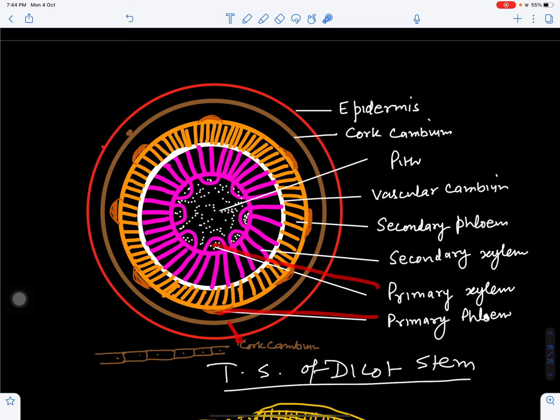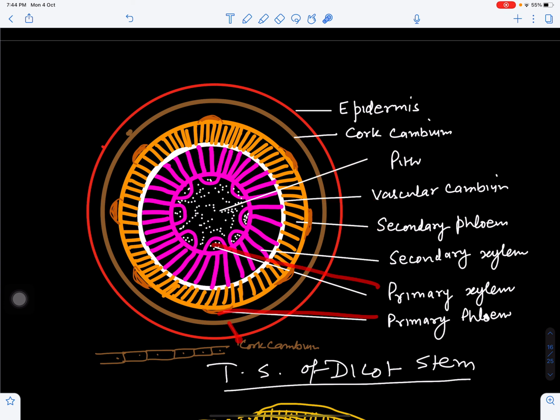So we can say, what is periderm? Periderm is made up of cork cambium. Cork cambium is called as phellogen. Cork tissue is called as phellem, and secondary cortex is called as phelloderm. So this whole tissue which is present at the periphery, this is called as periderm.